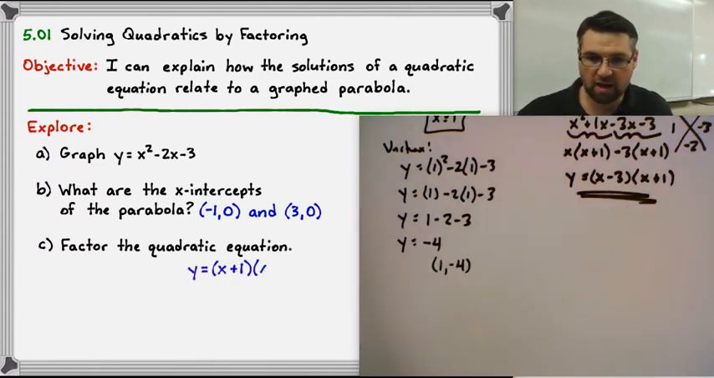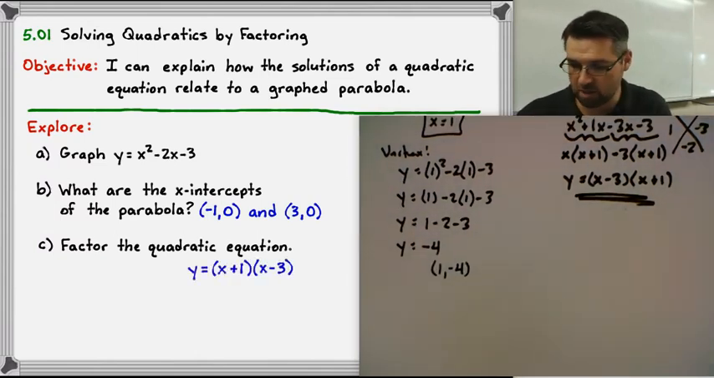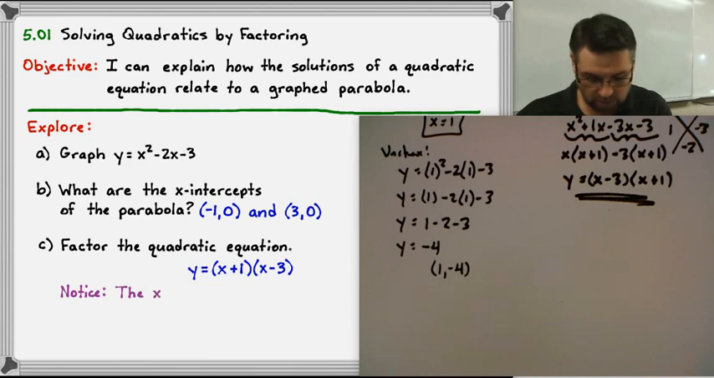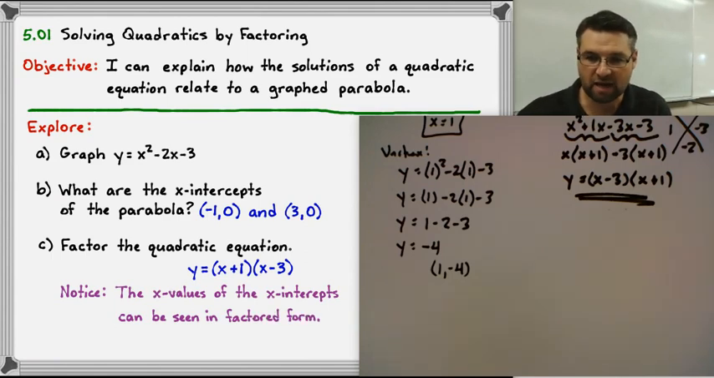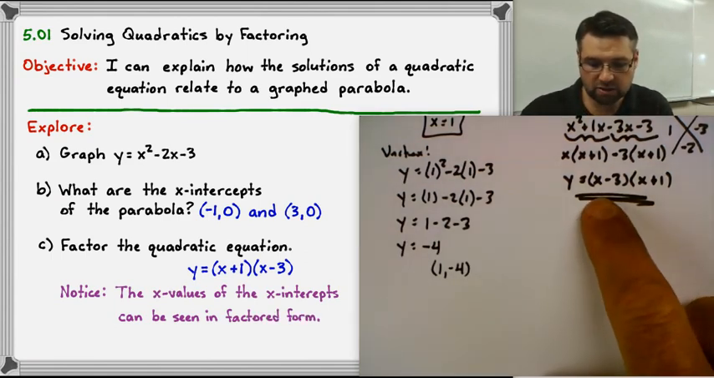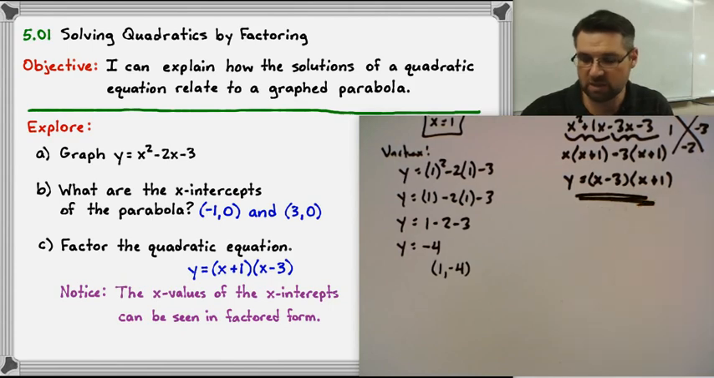So I'm going to want to have you write this down. So there's our factored form here. In your notes, you're going to want to write this down. It says the x values of the x-intercepts can be seen in the factored form. Again, here is our factored form, x minus 3 times x plus 1, or written x plus 1 times x minus 3. We can see that our x-intercepts from the graph were negative 1, 0, and 3, 0. So we see the 1 here. We see the 3 there. There's a relationship there. We'll get more into that relationship in just a second. So that's the first thing you need to notice.